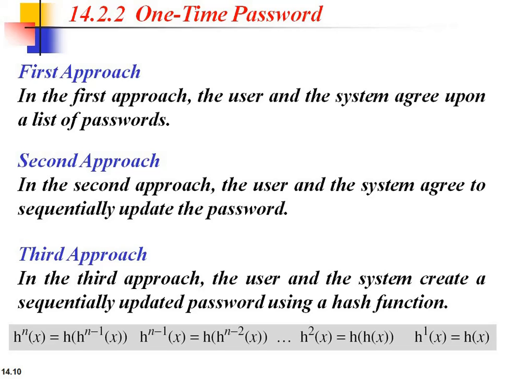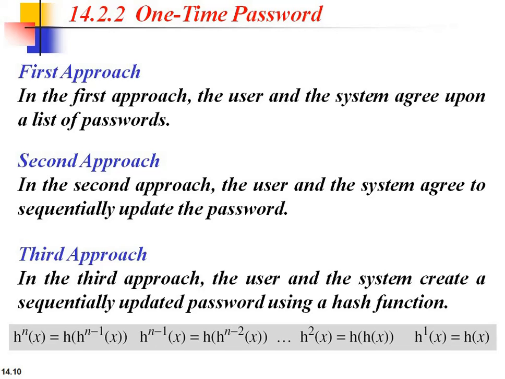The second category is the one-time password. A one-time password is a password that is used only once, and this kind of password makes eavesdropping and salting useless. And there are three types of approaches that can be used to perform this one-time password. In the first approach, the user and the system agree upon a list of passwords. Each password on this list can be used only once. However, this approach has some drawbacks: the system and the user must keep a long list of passwords, and secondly, if the user does not use the passwords in sequence, then the system needs to perform a long search to find the match.